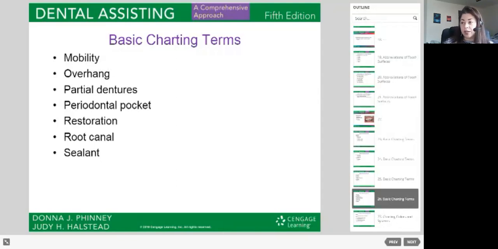Root canal. Root canal is when the pulp is removed and replaced with a filling material. Pretty simple. I know we talked about that briefly the other day.